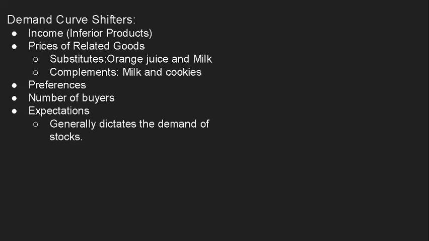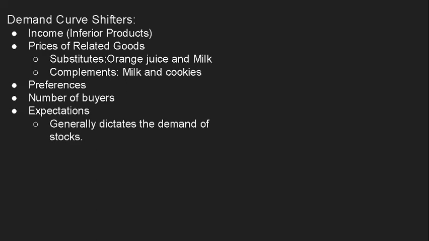It's also important to understand how the prices of related goods affect the demand for your product. For example, orange juice is a substitute for milk. So if the price of orange juice goes up, more people are going to buy milk, and so the demand for milk increases. Since milk and cookies are complements, meaning when people buy milk, they are also going to buy cookies. If the price of cookies increases, the demand for milk will decrease because people are going to be less likely to buy milk.